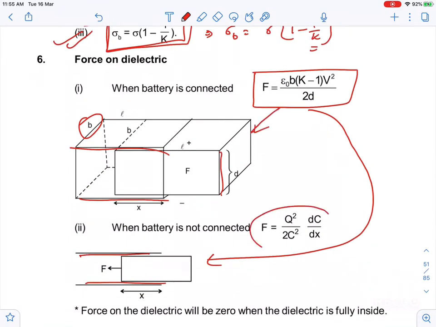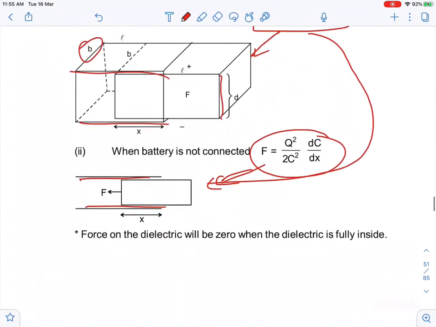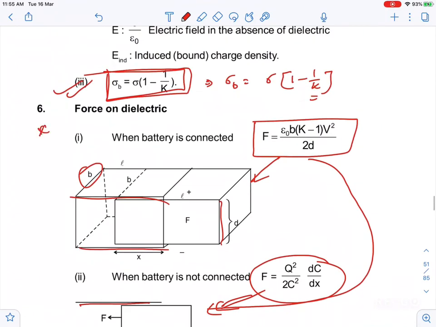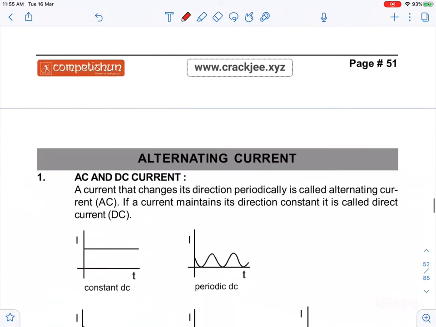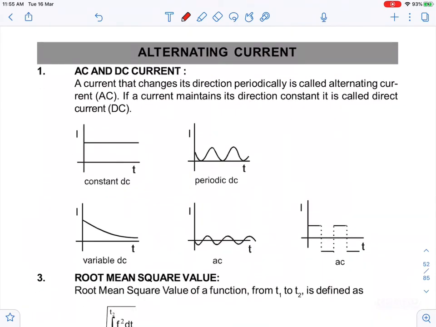When the battery is connected, you can use this result. When the battery is not connected, you can use this result: F is equal to Q square by 2C square dC by dx. Once you have to revise these things, guys. I suggest you revise these. If they twist the question, they can ask this question or this question.